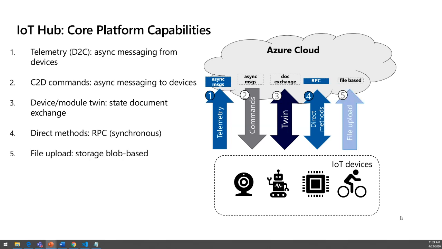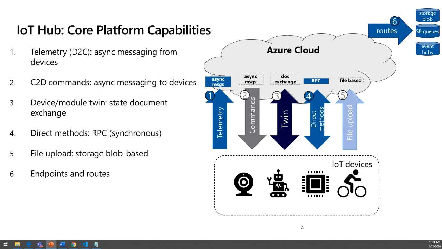The next thing is file upload. The storage is blob-based, and so I really recommend using file upload if you're sending media files or large telemetry batches that you're collecting from these devices, or that you have compressed to save bandwidth. We do have that feature, and it's really handy. Another thing about IoT Hub is that it has built-in routing. So if you, for example, wanted your messages to go to Azure Blob Storage, or maybe even Azure Data Lake Storage Gen 2, you're able to do that.